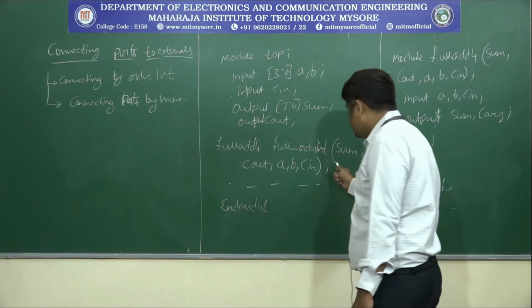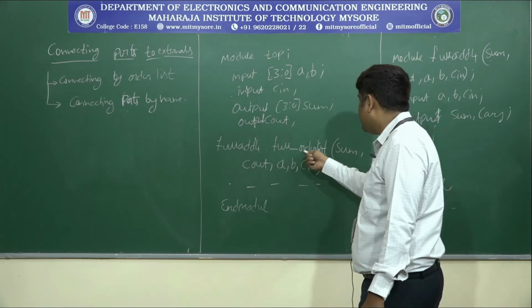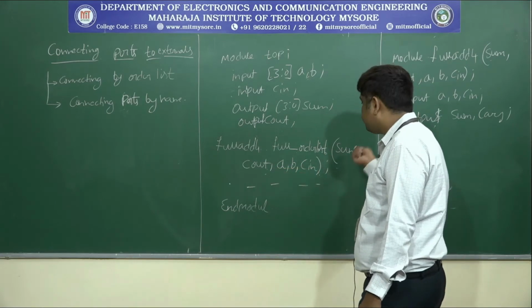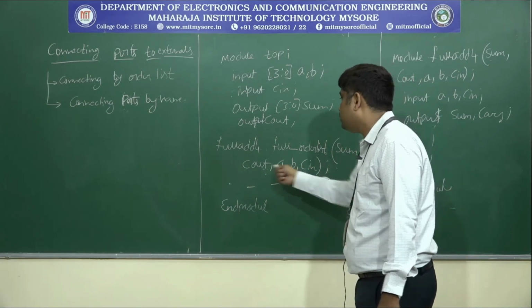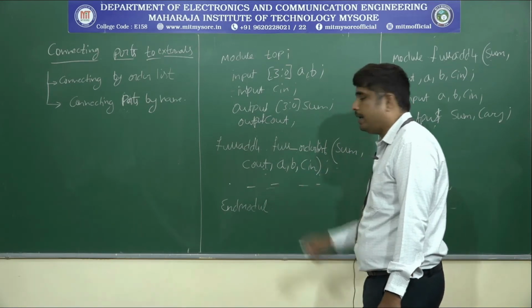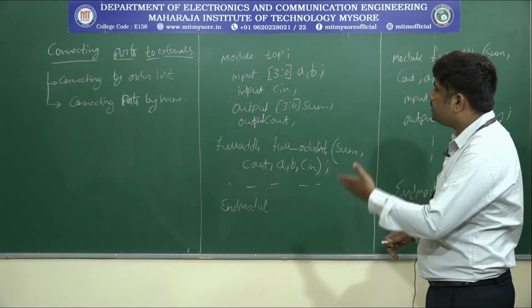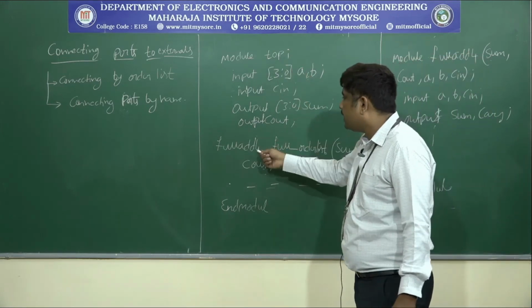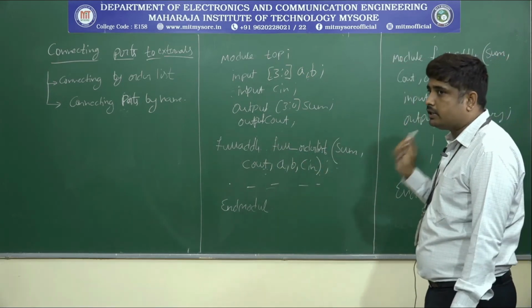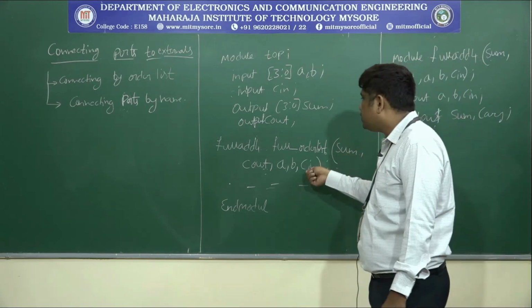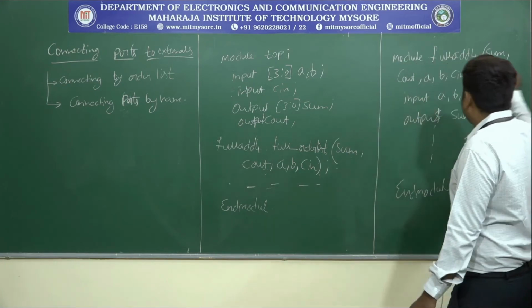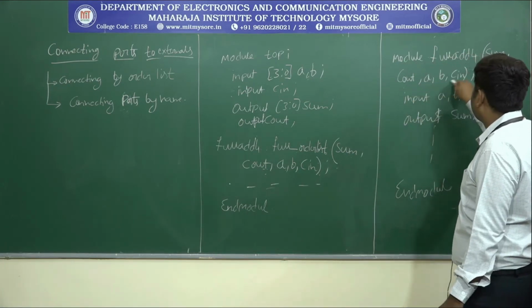Then this is very important: full adder 4, full underscore order list is what? Sum, C out, A, B, C in. It indicates first you mention the outputs, sum, C out, then you mention the inputs. Then there are module internals, then end module. After this, the top level block instantiates full adder 4. Here the order list is very important. Whatever order you mentioned earlier, you have to mention the same order here: the first one is sum, then C out, A comma B comma C in.